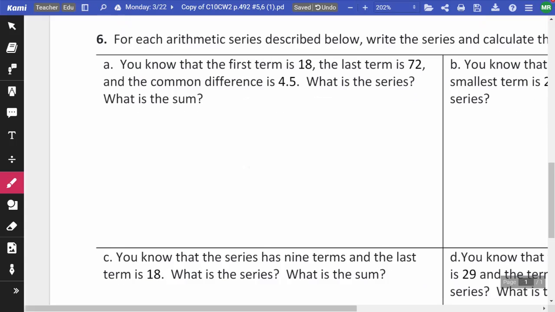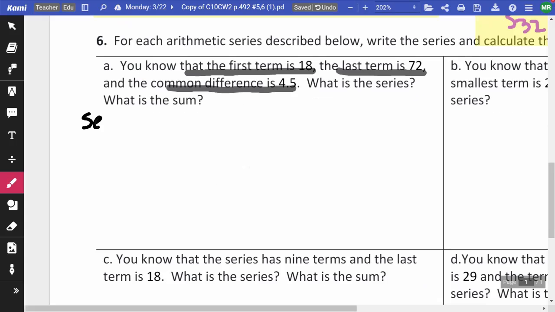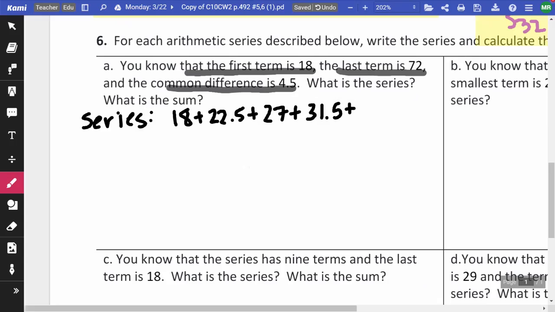So for the series is where we list out the terms with pluses. So the first term is 18. I am adding 4.5, so I get a 22.5. I add another 4.5, so my next term that I would have added on is a 27. And I keep on adding 4.5. So this would be 31.5 and so on until we get up to 72. That is the series.